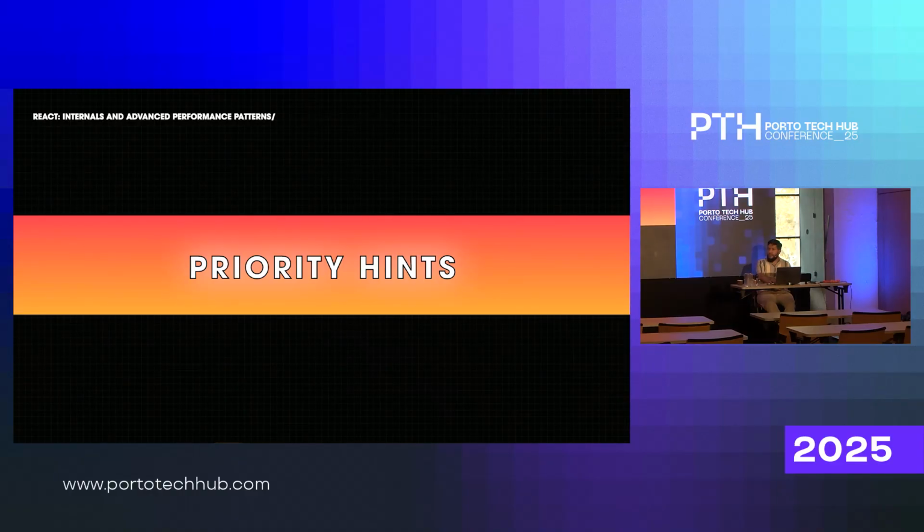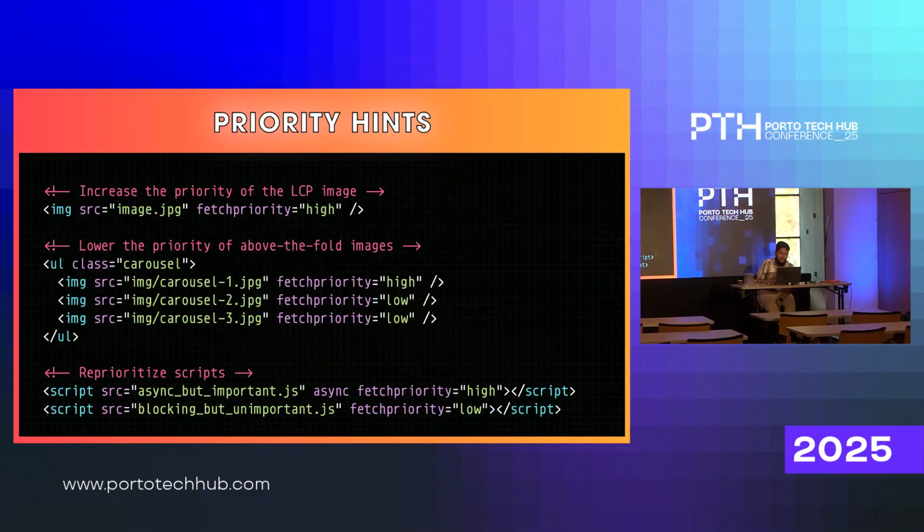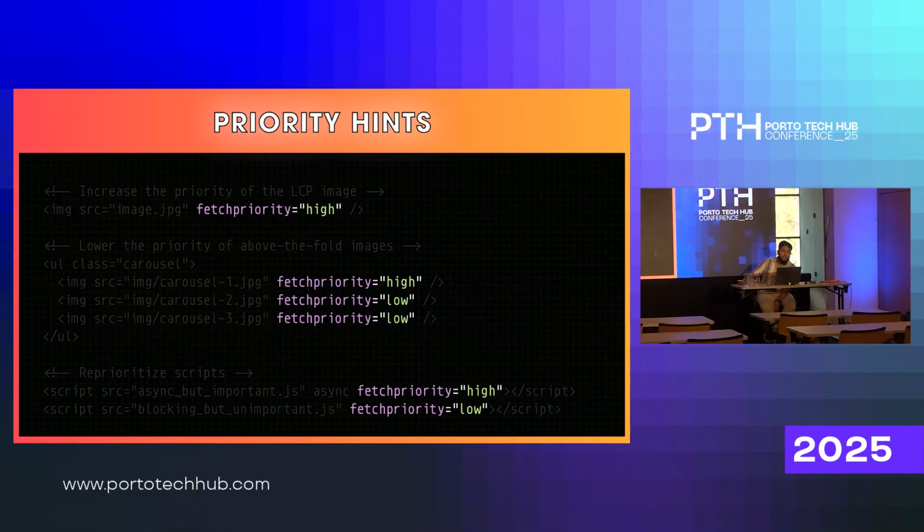Another thing is priority hints. There are many use cases of priority hints where you can increase or lower the priority of different things. LCP stands for largest contentful paint. You can increase the priority of some image that is there, or you can lower the priority of above the fold resources, and you can even deprioritize scripts. That's interesting. So again, you have another attribute available to certain HTML tags like images and scripts, and you can specify fetch priority high or low.